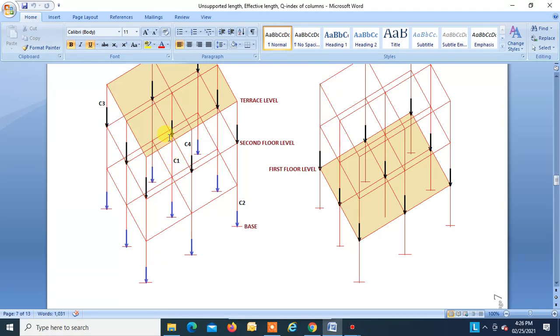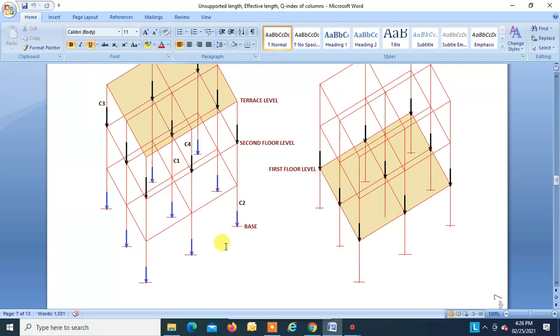So we know the dimension of this column, it is 500 by 500. We know the dimension of this column, it is 500 by 500. We know the dimension of this column, it is 500 by 500. We know the dimension of this beam, it is 250 by 550. And the beam at the bottom, falling on the bottom joint, is 250 by 550 again. We know everything.